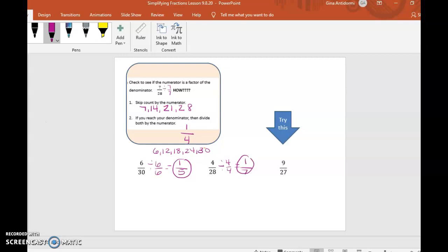Pause it and try 9 over 27. Okay, hopefully you saw that it worked. You divide by 9 over 9 and you get 1/3.